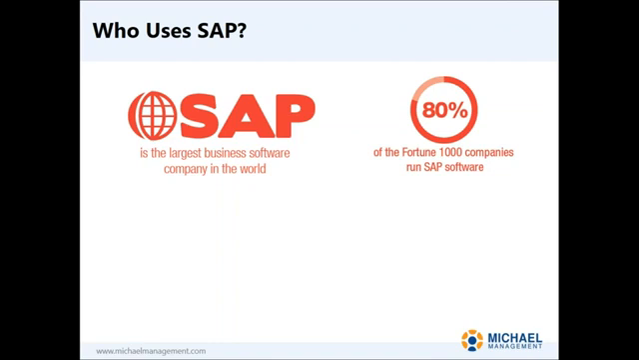The other 13% that don't run SAP software, they probably run Oracle, most of them. That's the number one competitor to SAP. Oracle has a similar software system, and they're the biggest competitor. But again, 87% of the market is owned by SAP. So most companies by a mile use SAP software.